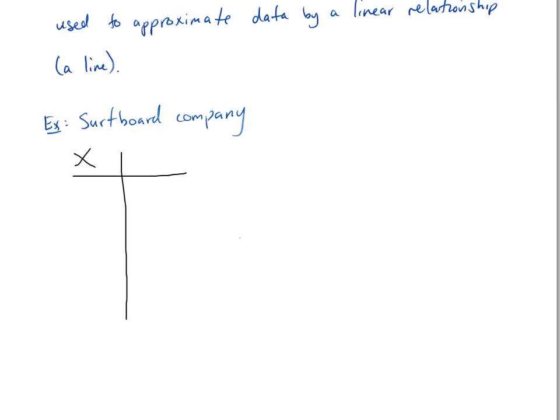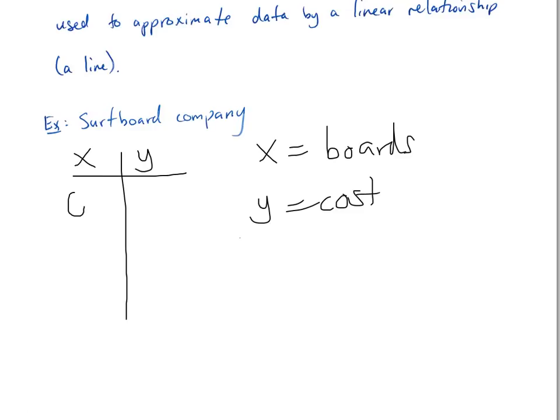We had X being the number of boards being produced in a day, and then Y being the cost. So the daily cost of producing X amount of surfboards was what Y represented. So in the story problem, it cost them $200 to keep the lights on if they produced no boards at all, and if they produced 20 boards their daily costs were $3,700.